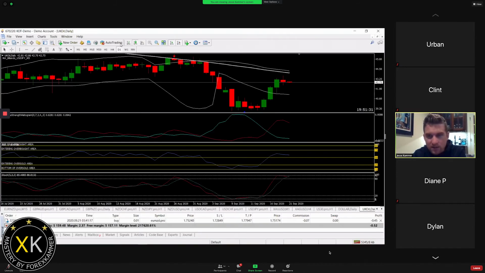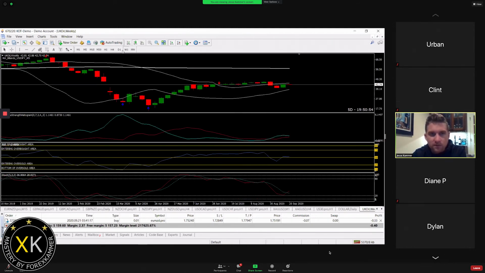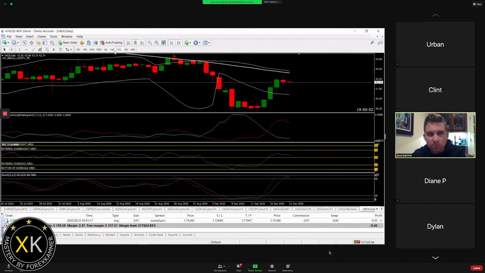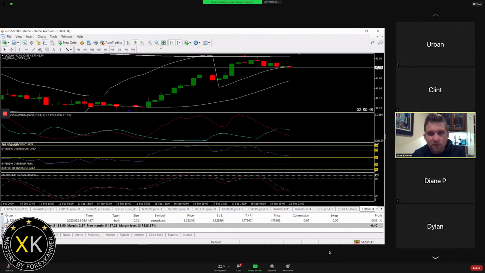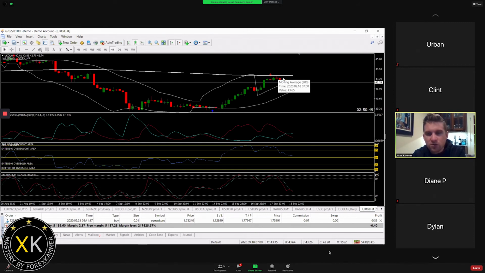Going back to XK here, it's all lining up pretty nicely to continue to be bearish on that daily time frame. On the 4-hour time frame, we came up and touched that 200 MA. As long as we're trading below that 4-hour 200 MA, this trend is going to remain bearish. This 4-hour 200 MA is going to be acting as a level of resistance.